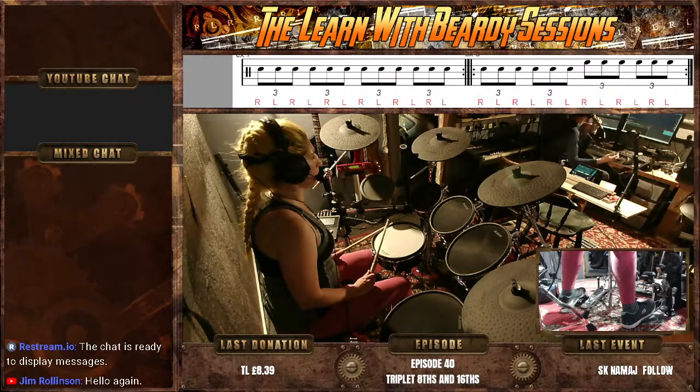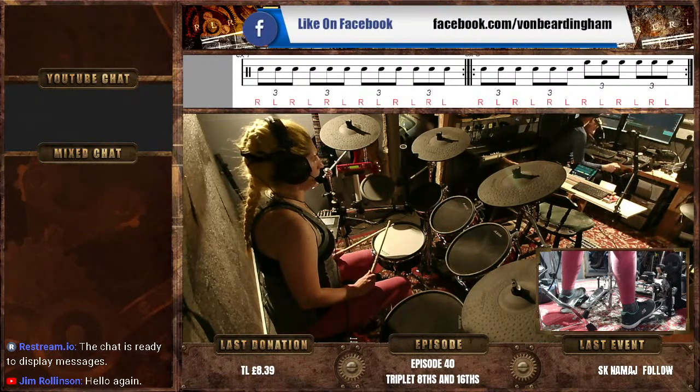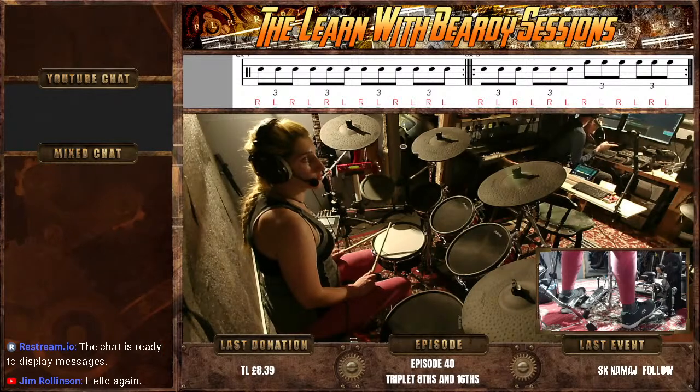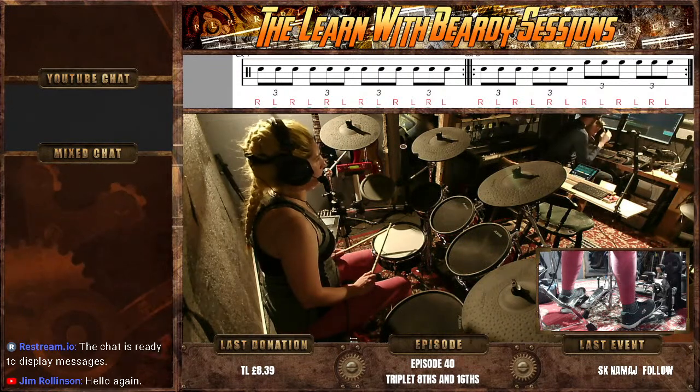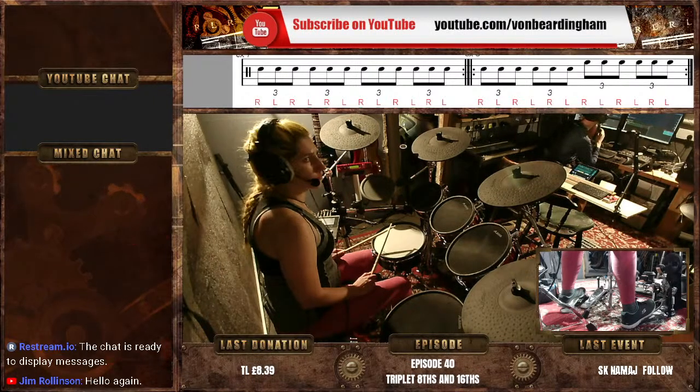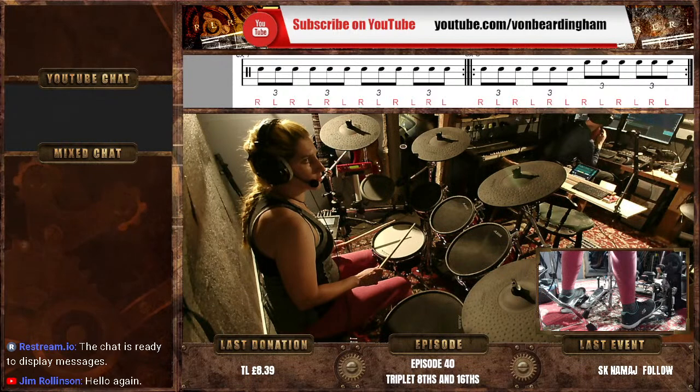We can do the standard triplet roll with right, left, right, left, right, left, because in the bar you'll see there are 12 notes, so 4 groups of 3. And so with 12 notes, it's an even number, which means basically we can do the roll right, left, and we'll end up at the right place at the end. So I want you to think of it as triplet, triplet, triplet, triplet. So 1, 2, 3, 1, 2, 3, 1, 2, 3, 1, 2, 3.